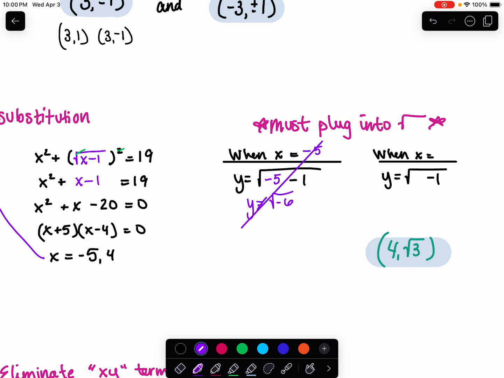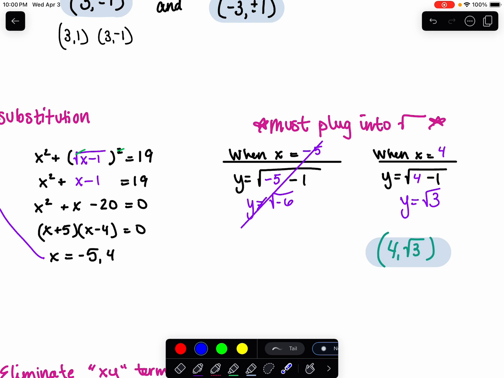So x can't be negative 5 because it won't intersect with that square root. So that's fine, that we're not going to have a solution at negative 5. So let's figure out what happens when x is 4, our other solution from the quadratic. When we plug in 4, we get that y is the square root of 3.